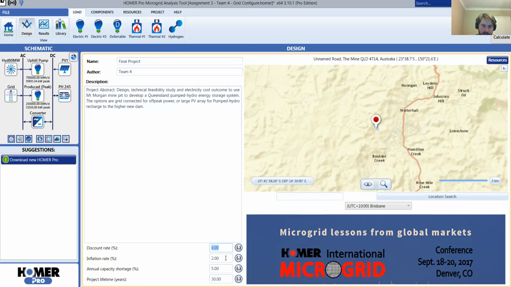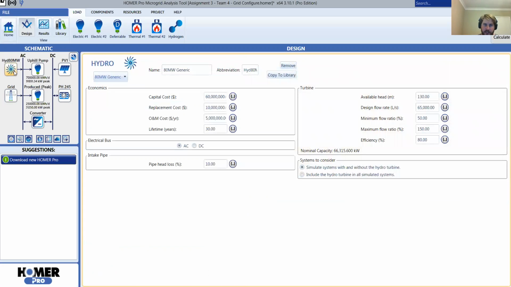Discount rate is 6%. The inflation rate is 2%. The annual capacity shortage is 5%. Project lifetime is 30 years. Alright, I'm just going to go through each individual part.